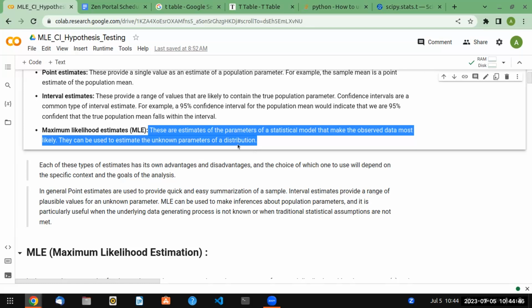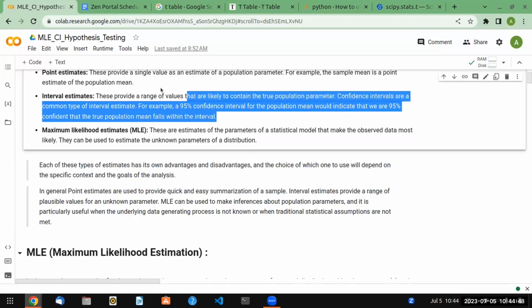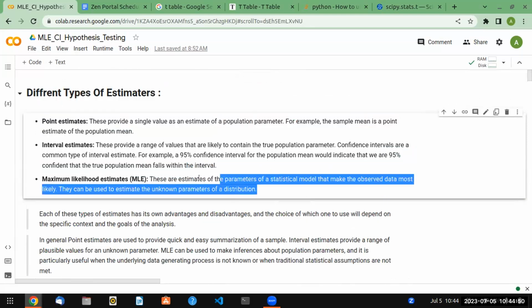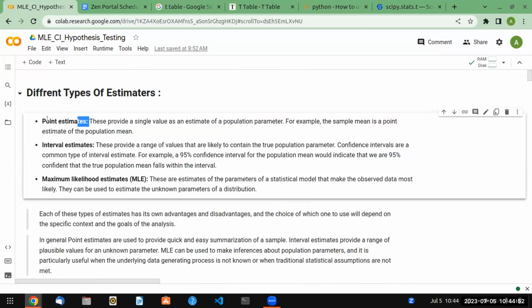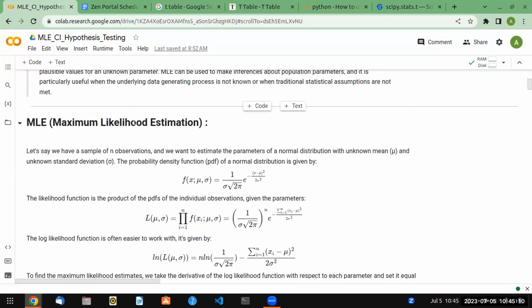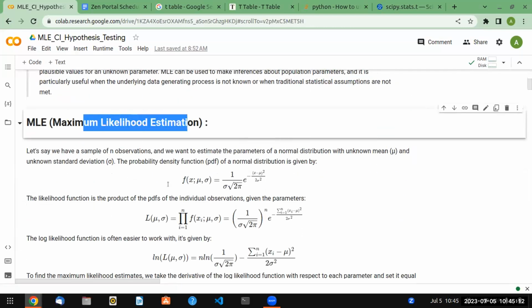And the three estimators that you are going to see, two we have already seen, one you are going to see now. Point and interval estimators. They have their respective advantages and disadvantages. Which one we use depends on the goal of the analysis, right? So, maximum likelihood estimation, and we are going to do this for a normal distribution.